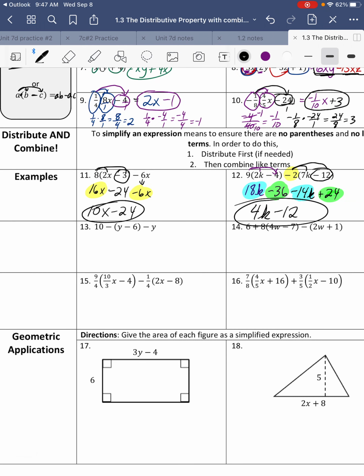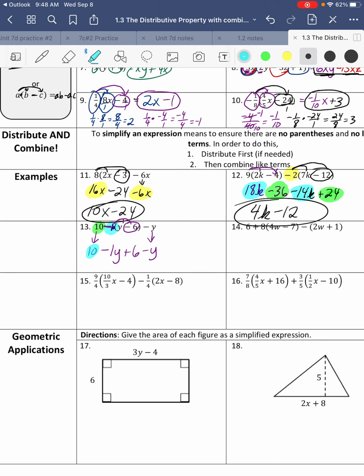Number 13, oh, that looks kind of confusing. That 10 is not what we're distributing. Gotta be super careful with that. You're actually distributing this negative. It's a negative 1 times. So with our distributing, we gotta do negative 1 times negative 1 times y is a negative, so this 10 comes down. And then we're going to do negative 1 times y as a negative 1y, or just negative y. Negative 1 times a negative 6 is a positive 6. And then subtract y is coming down.